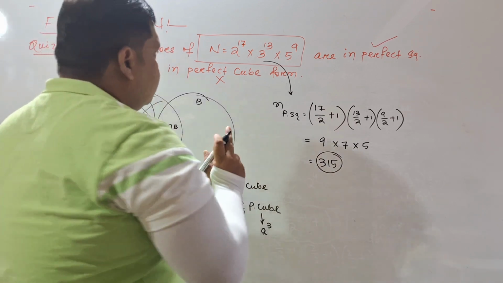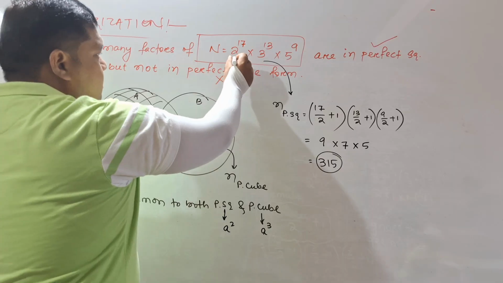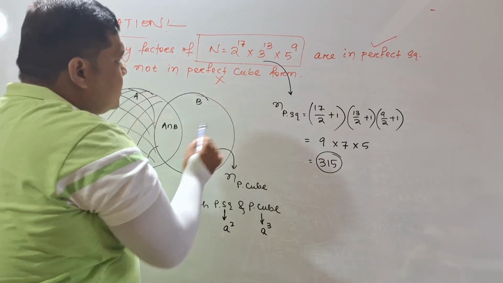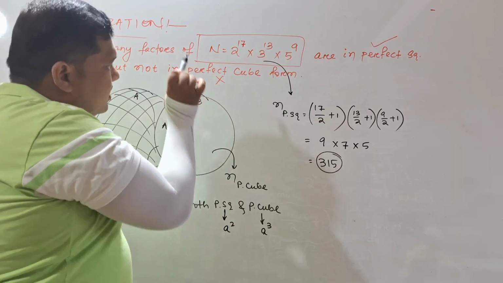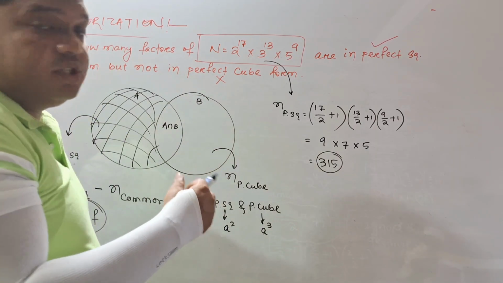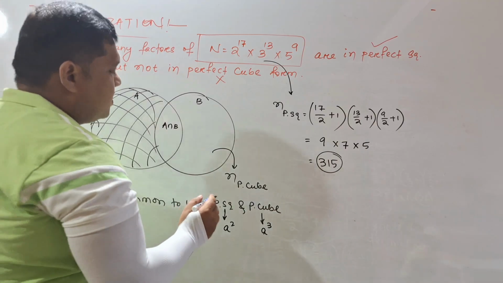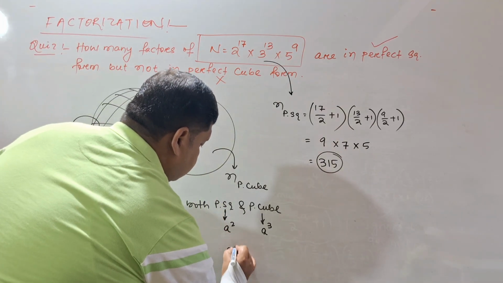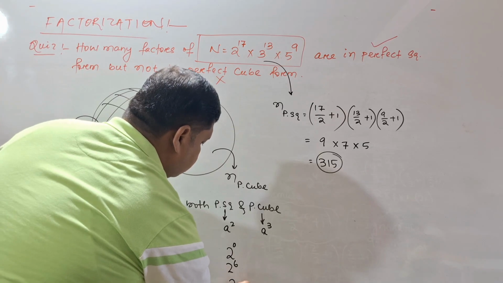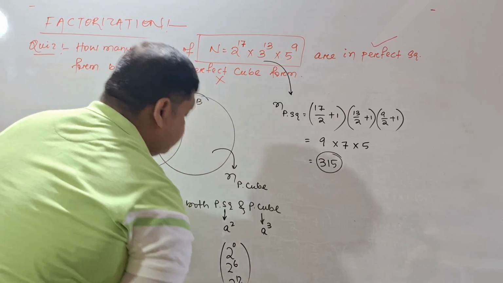Okay, so here, how many factors in this first bracket, 2 to the power 0 to 2 to the power 17, how many of them, or how many bases having power which are multiples of 6? Now 2 to the power 0 here, 2 to the power 6 here, 2 to the power 12 here. So 3 elements are there.